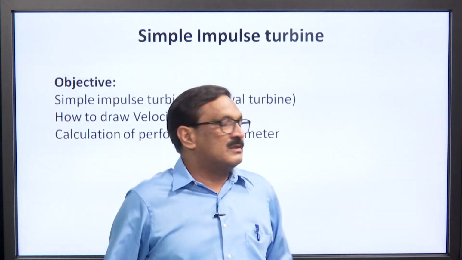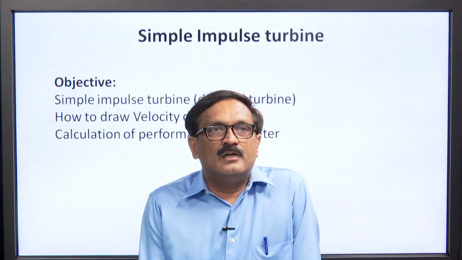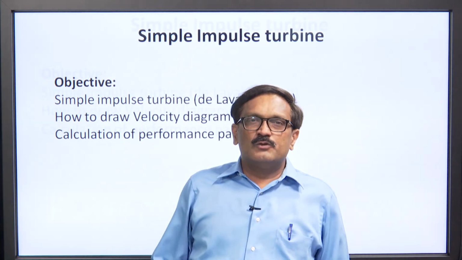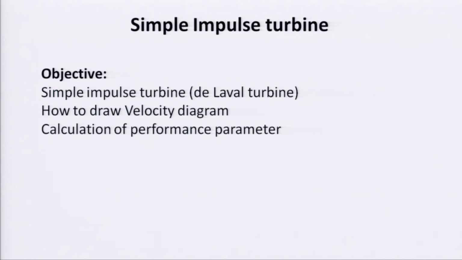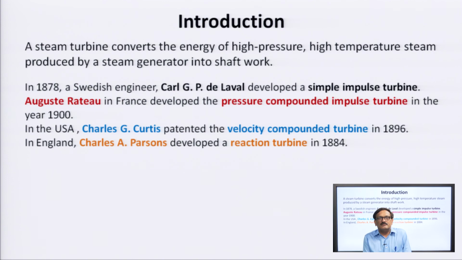The objective of this lecture is that at the end of it you should be able to understand the working of the simple impulse turbine. You should be able to draw the velocity triangles for the simple impulse turbine, and calculate performance parameters, work done and energy with the help of the steam velocity diagram.